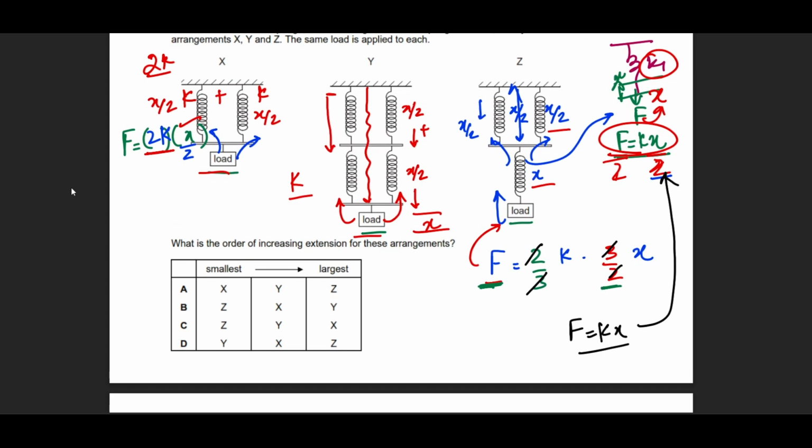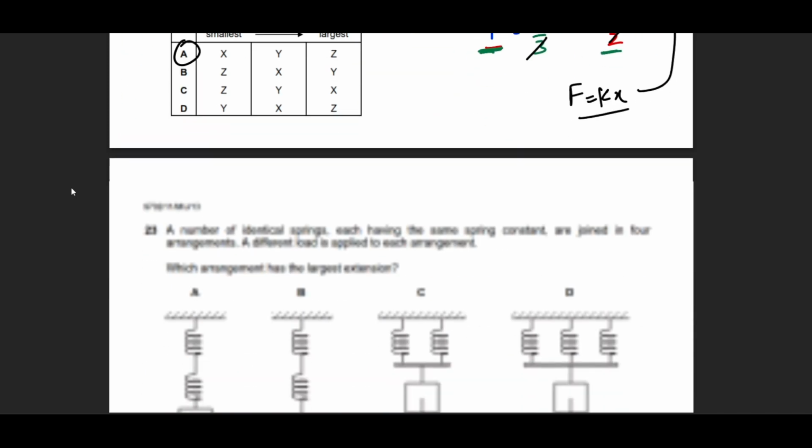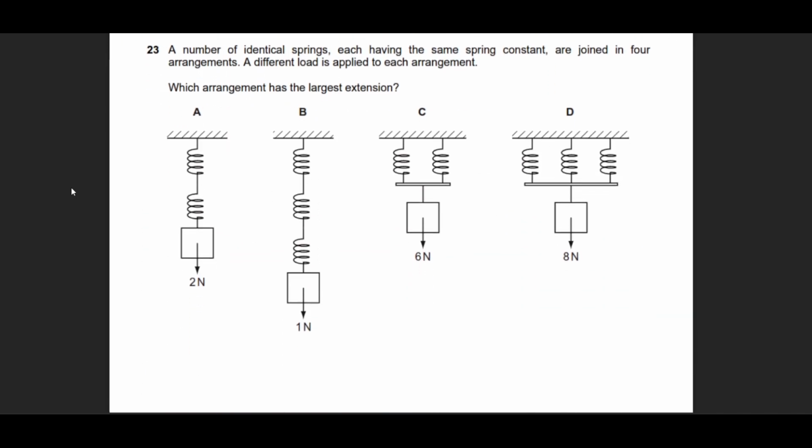Now it asks what is the largest extension and what is the smallest one. So we realize this is actually 0.5x, this is x, this is 1.5x. So smallest is x, then y, and then z. It's already arranged in option A. Moving on to this question. Now this is where this trick is going to help us.